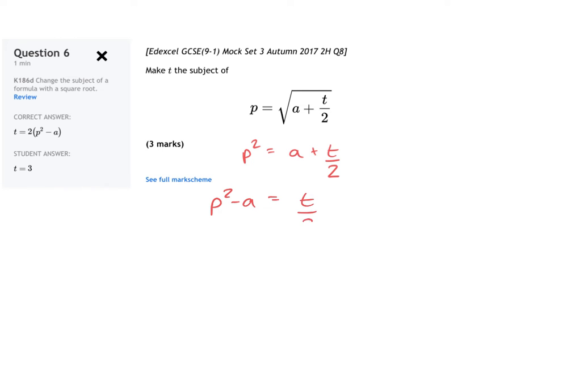and that will equal t over 2. Now I look at it again and I go, well, my t is now the numerator in a fraction. It's being divided by 2. The opposite of dividing by 2 is multiplying by 2. So if I multiply the right-hand side by 2, I just get t. And then I must multiply the whole of the left-hand side. So it's going to be 2, and then in brackets p squared minus a. The important thing to note here is to put the p squared minus a inside a bracket because it's an entire thing. You treat it as one thing and you're multiplying it by 2.